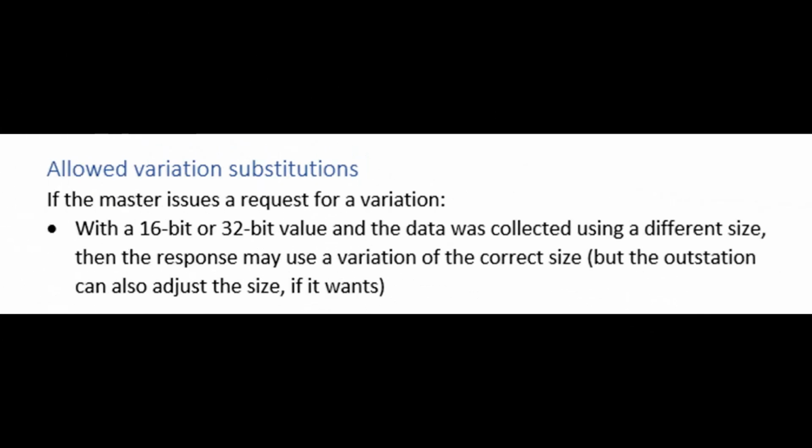The outstation may substitute a variation if the master issues a request for a variation for a numeric value explicitly with a 16-bit or 32-bit value, and the outstation collected the data with a different size. The outstation can respond with a variation showing the correct size, but it can also adjust the size of the point to conform to how the master wants it.